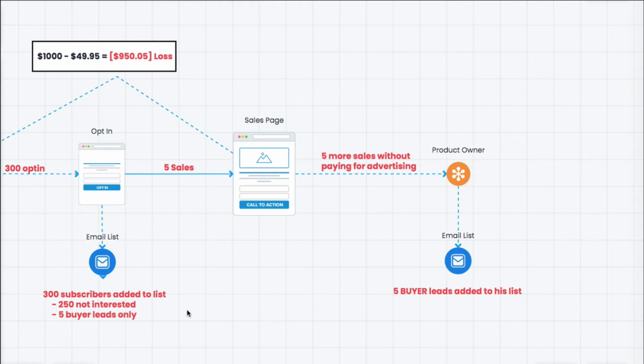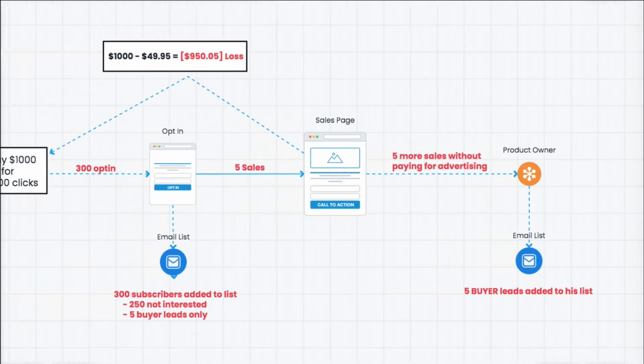So in the end, if there are loads of members, it's the product owner getting all the money and all the great leads, not the members. And they know this. They don't care about you. They're just making money. So now can you see why solo ads are so dangerous for newbies?